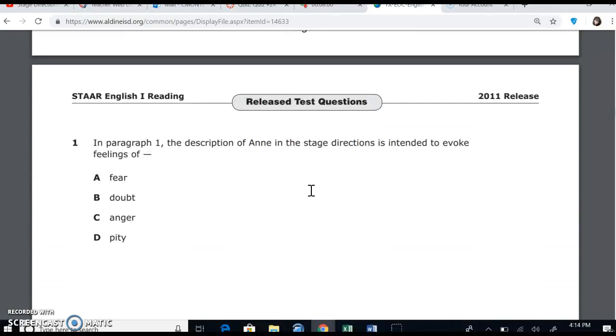Letter A, fear. So go ahead and put a negative sign there because it's a negative feeling. B, doubt. Doubt can be either positive or negative. Anger. Anger would be negative. And D, pity. Look that up in the dictionary if you do not know what that means. I'm not going to go ahead and tell you that one.